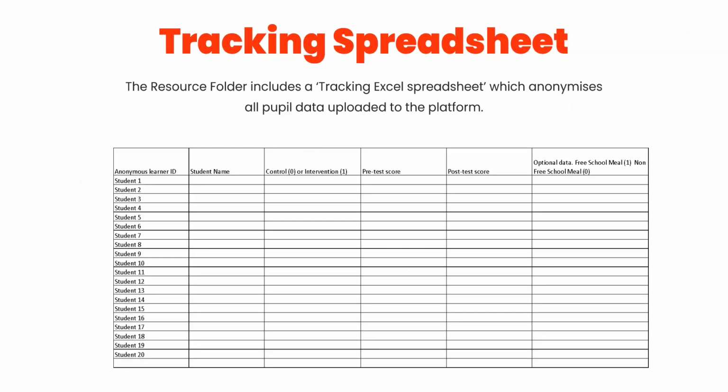In the tracking spreadsheet, you'll also find this in the resource folder, which allows you to link an anonymized learner to a student in the intervention and control groups.